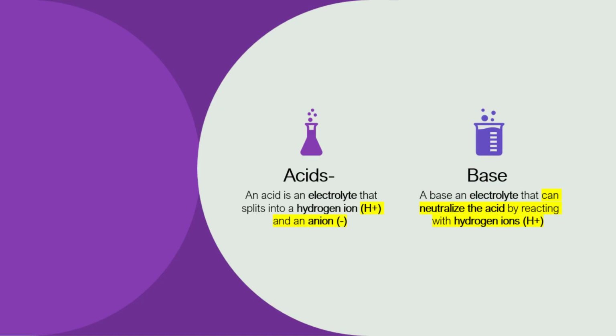Acids and bases. An acid is an electrolyte that splits into a hydrogen ion, a positive hydrogen ion, and some negative anion. A base is an electrolyte that can neutralize the acid by reacting with a positive hydrogen ion.